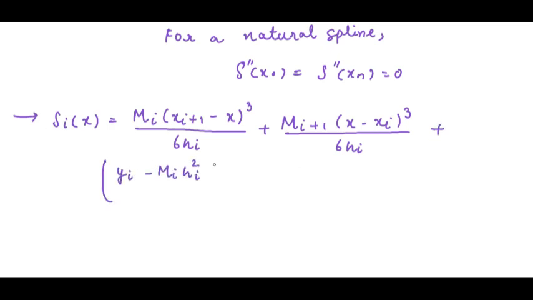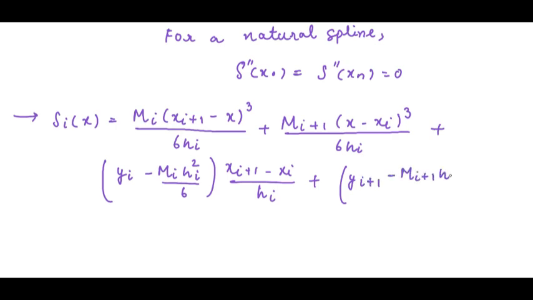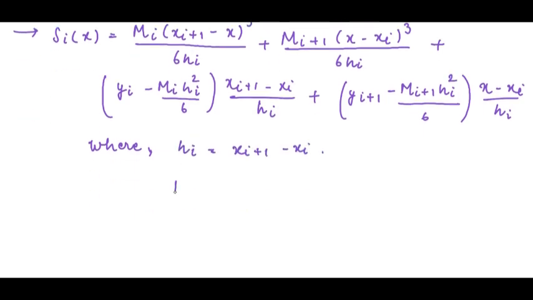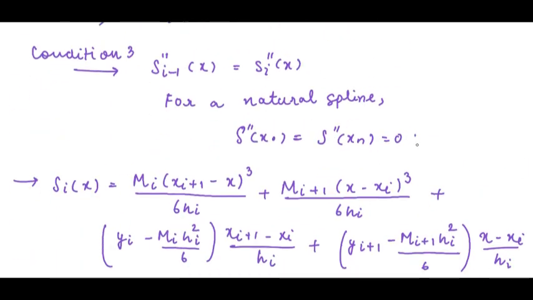times (xi+1 − x) divided by hi, plus (yi+1 − mi+1 hi²/6) multiplied by (x − xi) divided by hi, where hi is equal to xi+1 − xi and mi equals s''(xi). So for a natural cubic spline, m0 and mn both become 0. And this formulation is particularly useful for numerical computation.